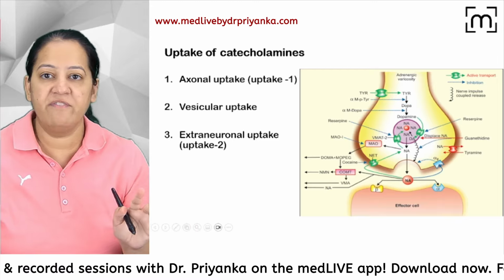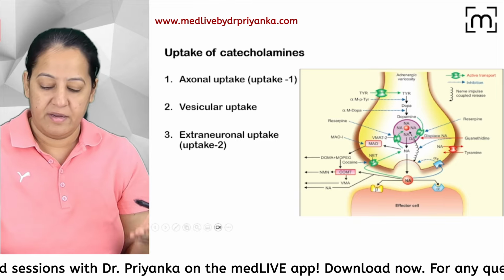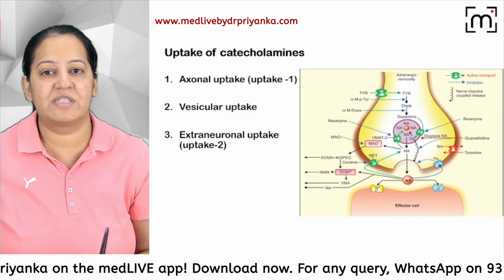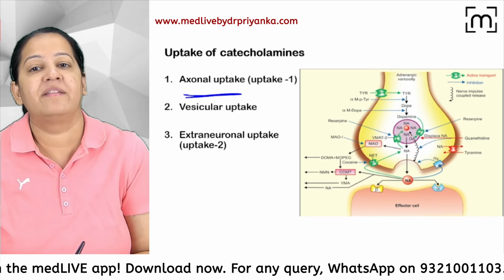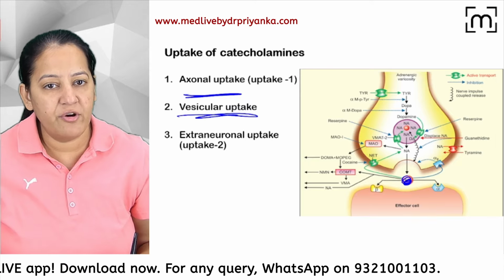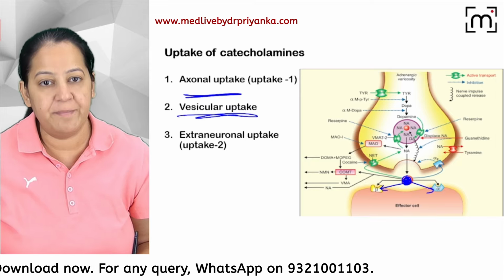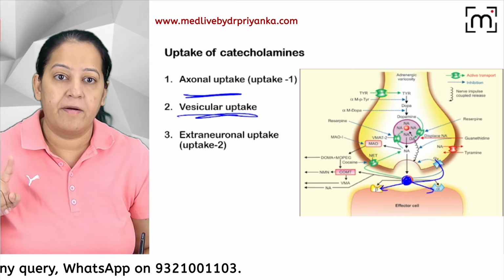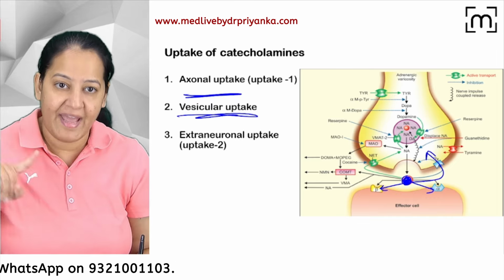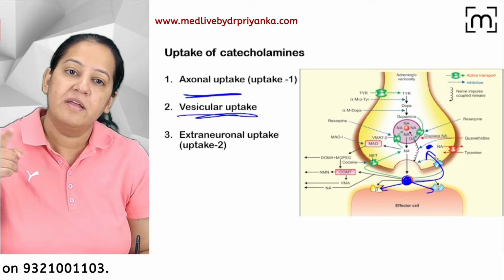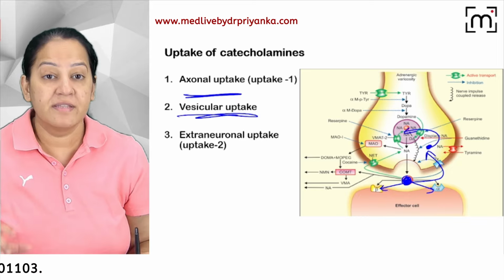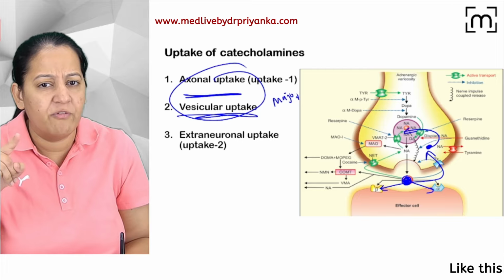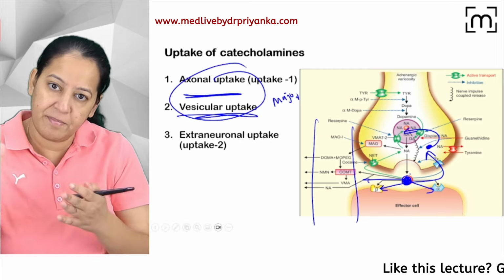Once the release is there, now we have to do the reuptake. How does reuptake take place? I told you it takes place in two steps: first axonal reuptake, then vesicular reuptake. Once the noradrenaline is released, it will show its action on the alpha and beta receptors for a millisecond. After that, first axonal reuptake takes place, and once it reaches the cytoplasm, vesicular reuptake takes place. This is the major pathway. But a little bit of it enters the blood and gets metabolized.